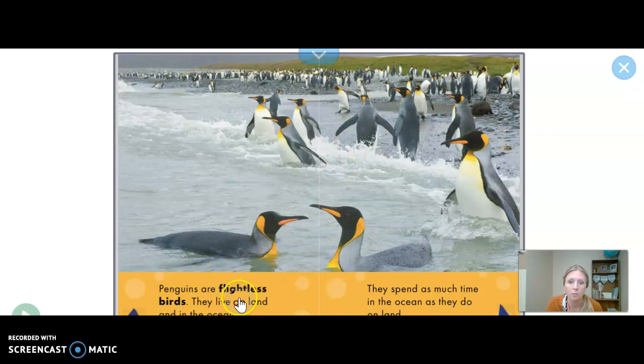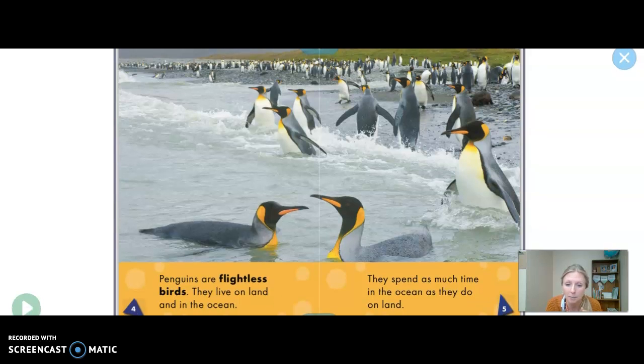So then again, you can read the story through. Penguins are flightless birds. They live on land and in the ocean. They spend as much time in the ocean as they do on land. So we can think about the picture. Does what we read make sense with what we see in the picture? I see some in the water and some on land. So that makes sense to me. Those details helped me understand what is going on this page.